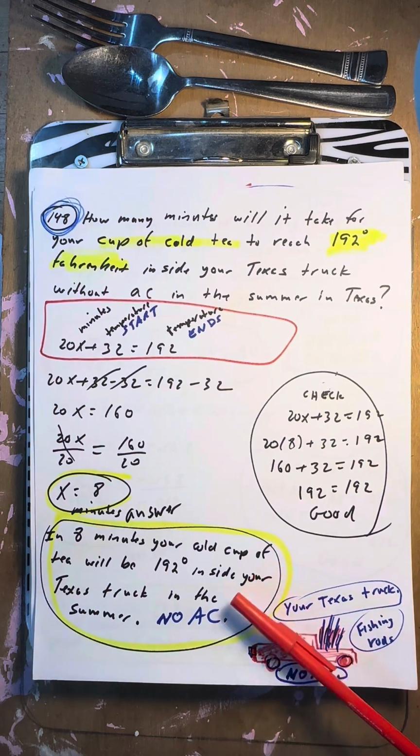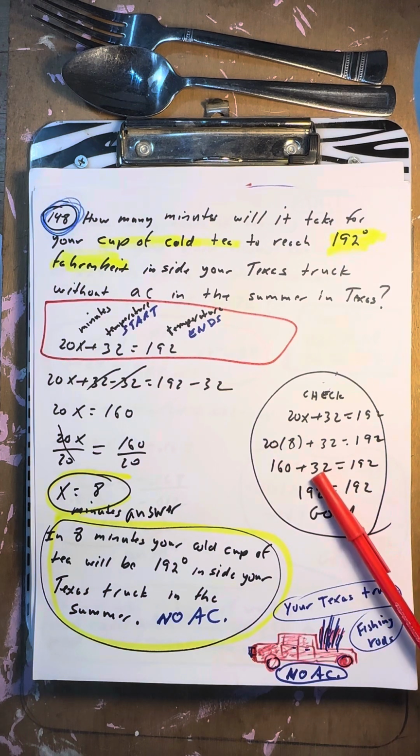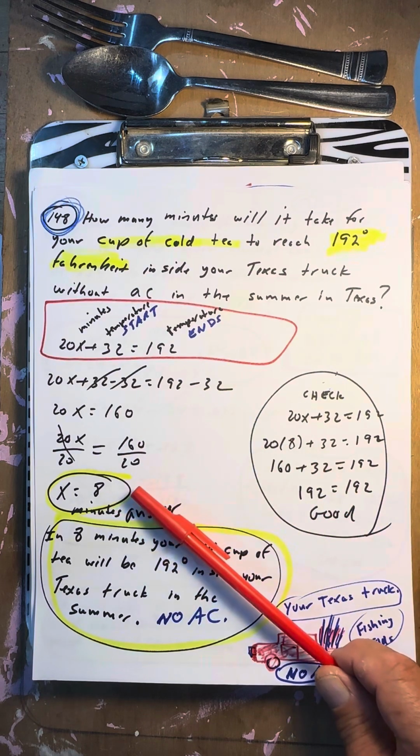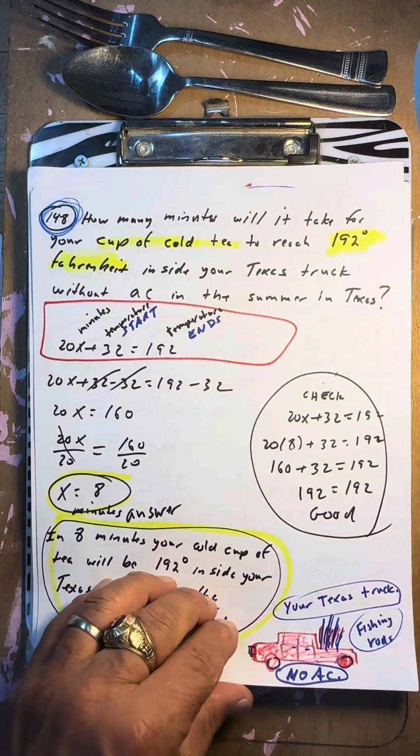So let's check this. Does it work? Let's see. 20 times 8 is 160 plus 32 is 192. Yes. So it starts off at 32 degrees. 8 minutes later, it's going to be 192 degrees in that tea.